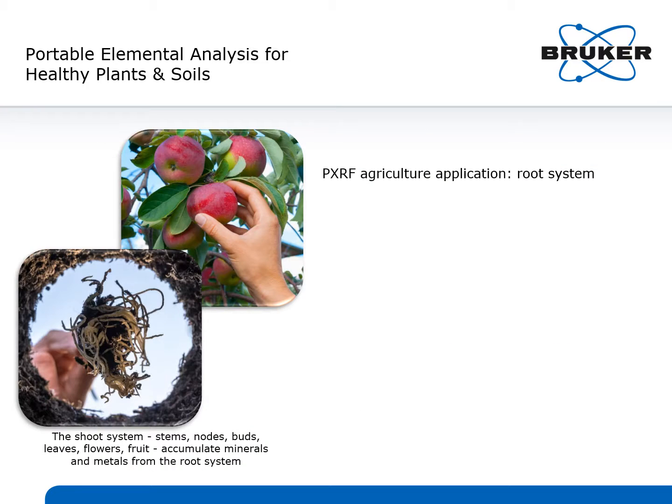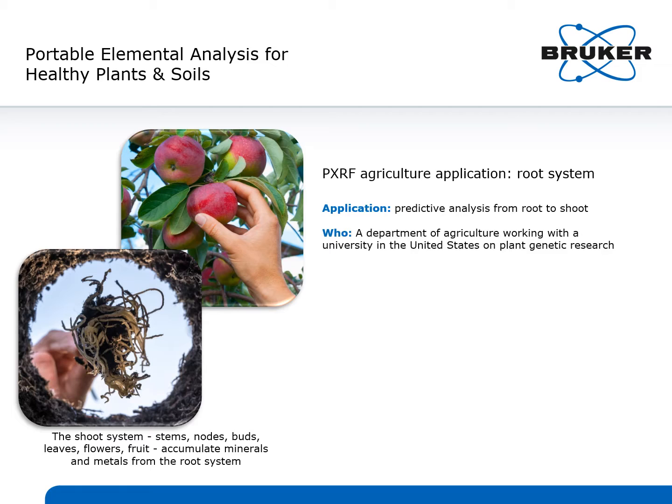Our next highlighted application focuses on root systems. Characterization of the productivity of apple rootstocks is critical to the USA's 7,500 apple producers and $4 billion industry. The ability to predict which minerals from a root system accumulate in the shoot system is an important aspect of work being done by a collaboration between the U.S. Department of Agriculture and a local university.